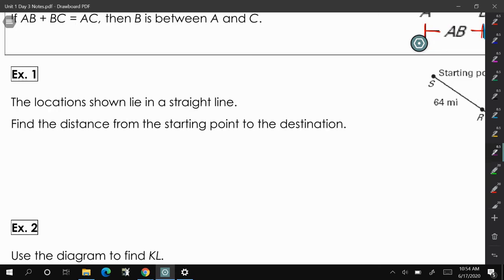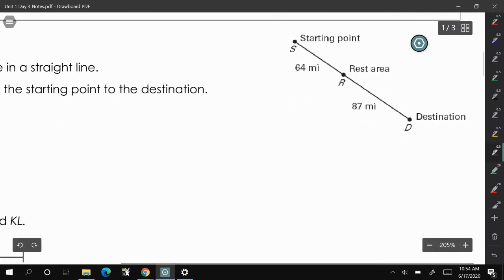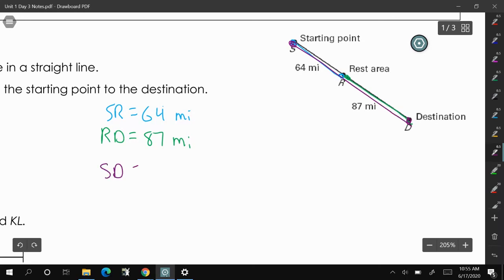So if we look at this example, it says the locations shown lie in a straight line. Find the distance from the starting point to the destination. So over here, we have from S to R, that is 64 miles. So SR equals 64 miles. Then we have RD, that is equal to 87 miles. And the whole distance from S to D, that's going to be SR plus RD.